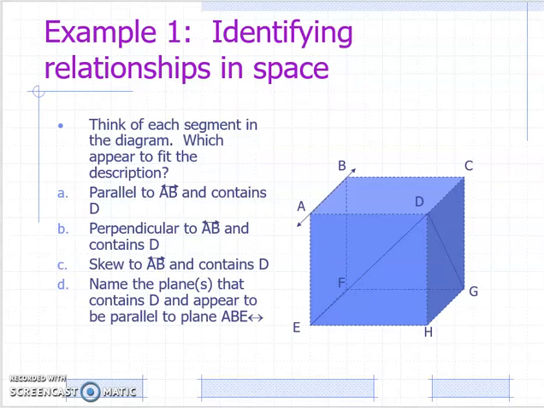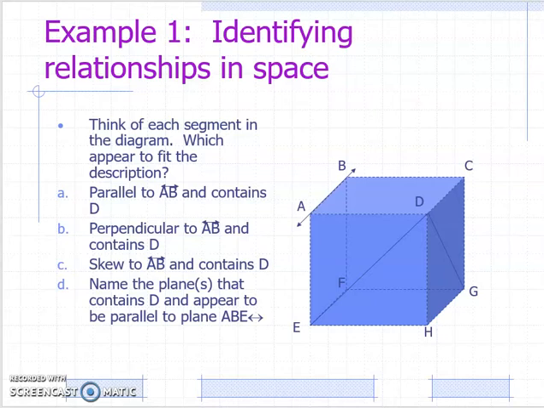DH would be in a different plane than AB. DH is in that front plane, and AB is on that left side plane. They do not intersect. If you extend out line DH and you keep on extending out line AB, they're never going to intersect, but they are not parallel. They are in different planes, so therefore they are skew.